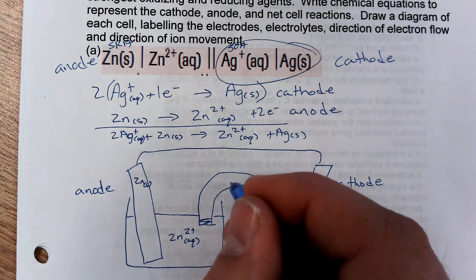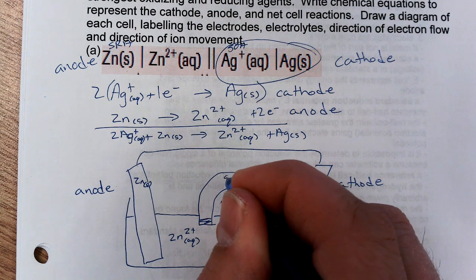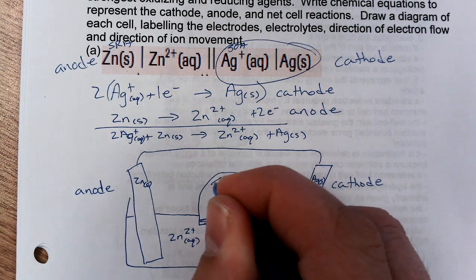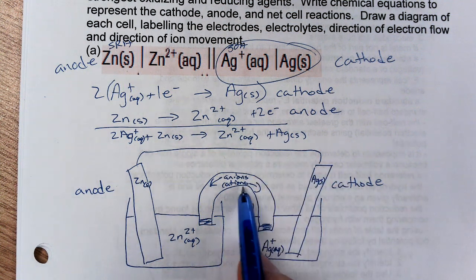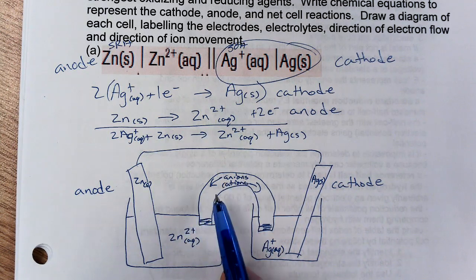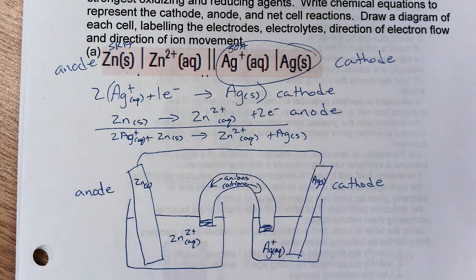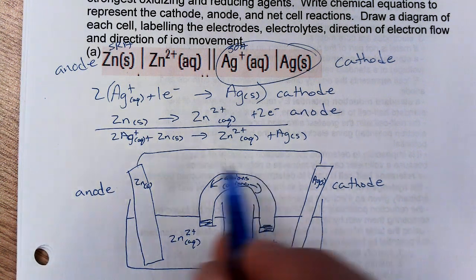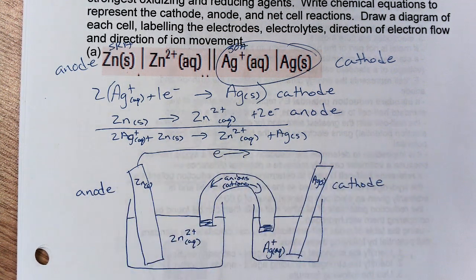Again, from our salt bridge, we label our direction of ion flow. The anions will go towards the anode, cations towards the cathode. Sometimes they'll say what's in the salt bridge, and then instead of anions you'd write, like, NO3 minus goes towards the anode, and sodium plus goes towards the cathode, whichever way it works. And then the direction of electron flow is always going from the anode to the cathode.